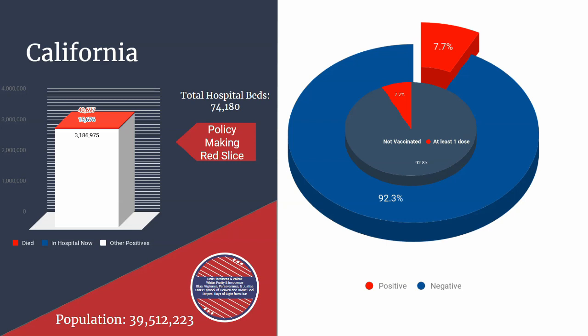In doing so, they turned out a negative rate of 92.3%. Their positive rate is at 7.7%. They had over 40,000 people die. Now you have to keep this population number in mind when you're looking at that high number of people who died. Their hospitalizations right now is over 15,000 people with 74,000 beds.